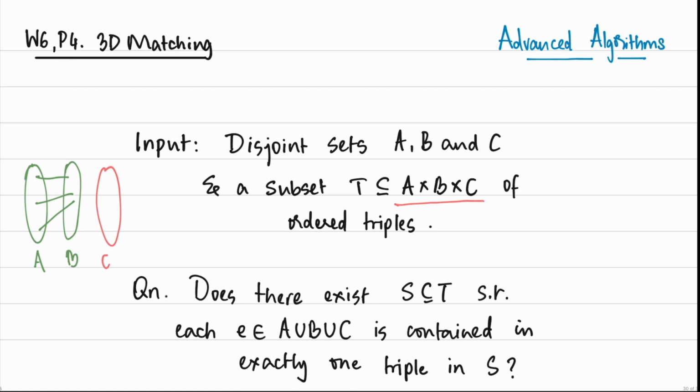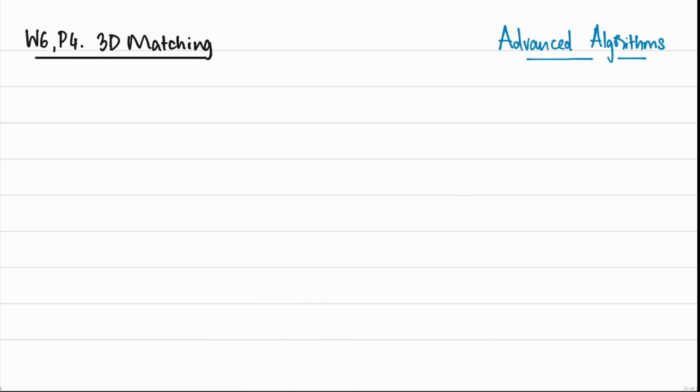But what we will be doing is we will show the perfect three-dimensional matching problem to be NP-complete by a reduction again from SAT. So as with the previous two problems, we are again going to start with 3-SAT and reduce that to 3D matching.